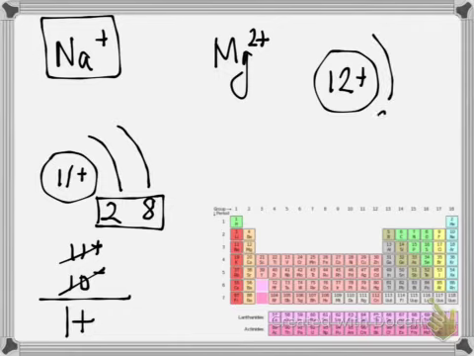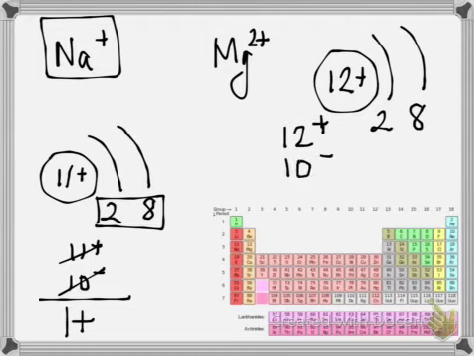The same thing applies with magnesium, except magnesium has 12 protons in its nucleus. It's going to have the same number of electrons as an ion. However, it will have a charge of +2 because its number of protons is 12. It now has 10 electrons, and when they cancel out, you'll be left with a 2 positive charge because you have 2 fewer electrons than protons.